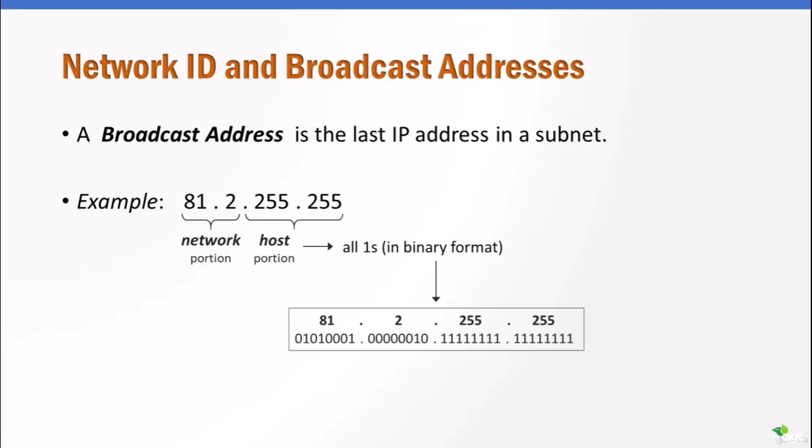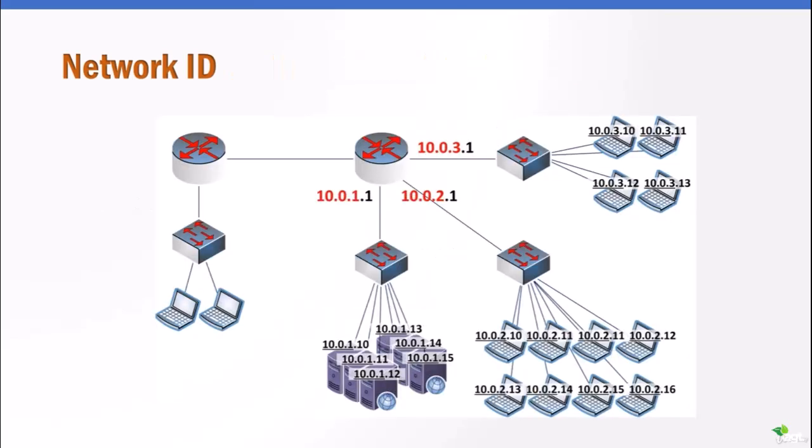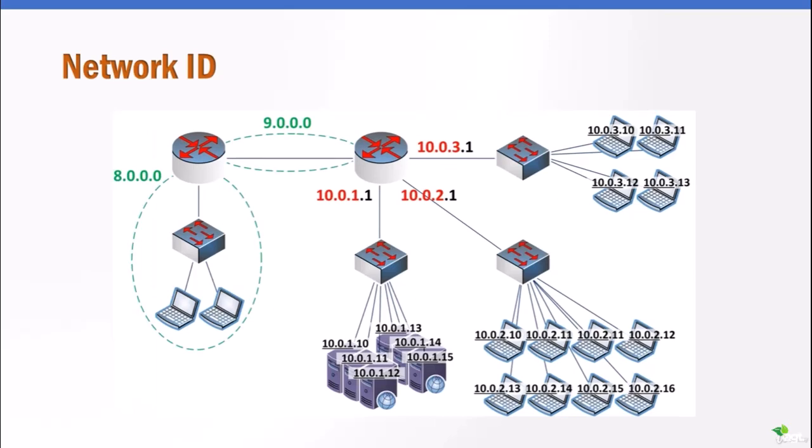Now let's look at some examples. The right part of this network is actually the same network from our previous example, but now we've added 1 router, which gives us 2 additional networks. We have this network between the 2 routers and this small LAN with 2 laptops. We're going to describe these 2 networks with their network addresses or their network IDs.